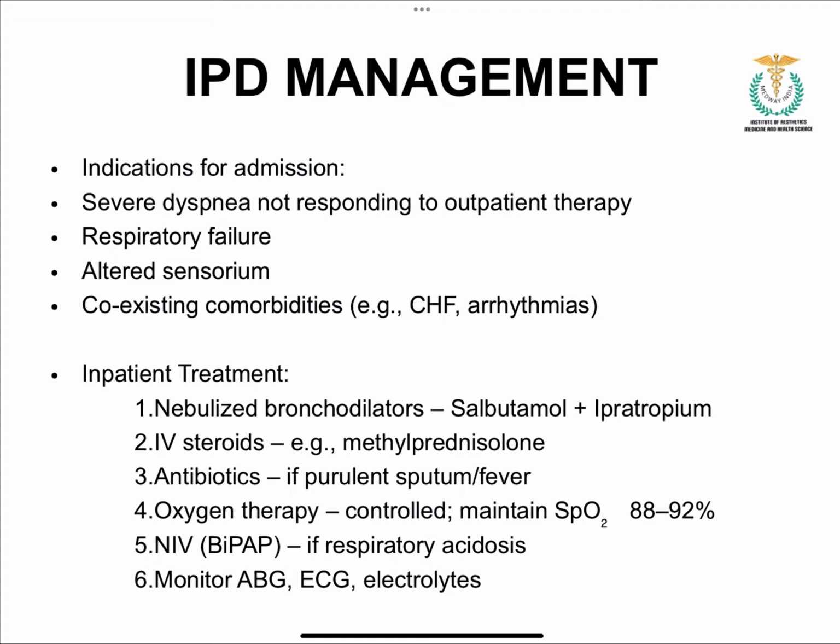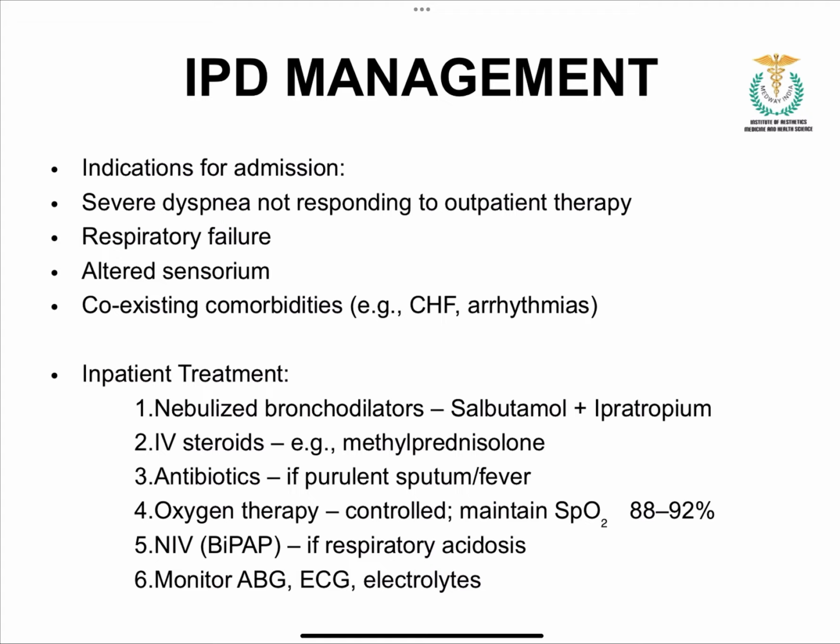The next one is to start with nebulized bronchodilators like salbutamol or ipratropium. You can start with that, and IV steroids you can prescribe, for example methylprednisolone, and antibiotics if the patient is having infections or purulent sputum or fever, etc. You can advise antibiotics, so it will prevent the fever, infections, or any exacerbations if they have. Then oxygen therapy. Oxygen therapy should be controlled, and you have to check SpO2 and maintain it at 88 to 92%.